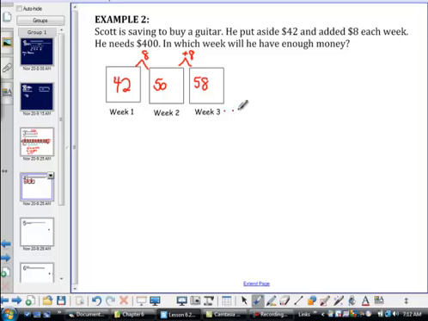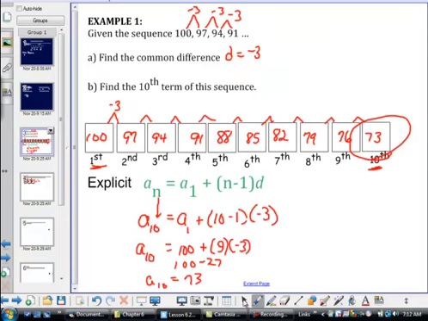Well, we could keep doing this and doing this and doing this. Add 8 onto that. We get, what, 66? Add 8 onto that. This is going to take us forever. I think we're going to use the explicit formula. So let's go back here and let's grab that explicit formula.